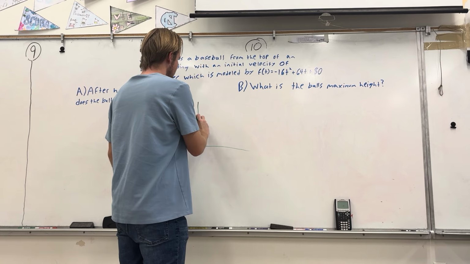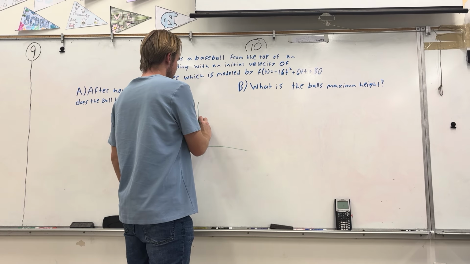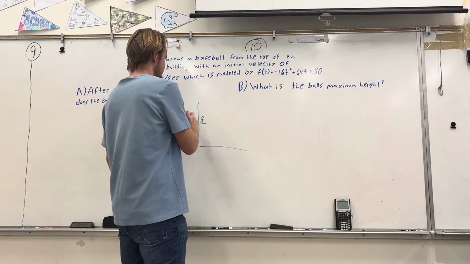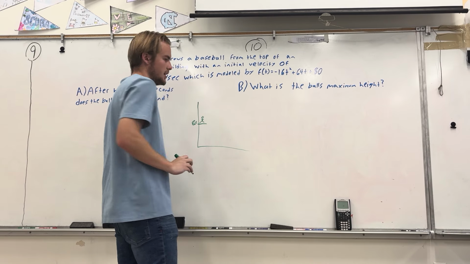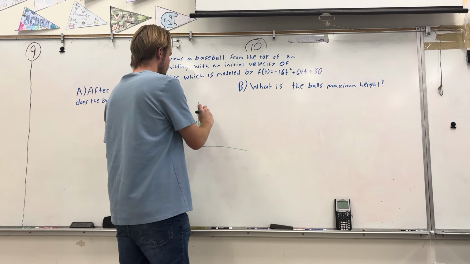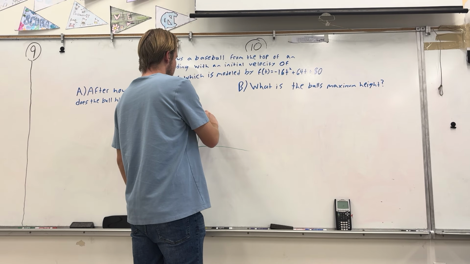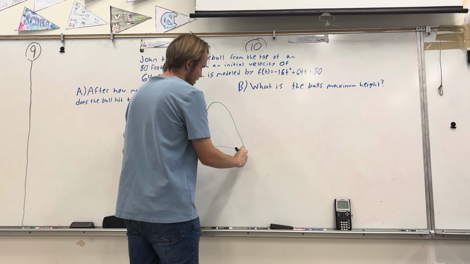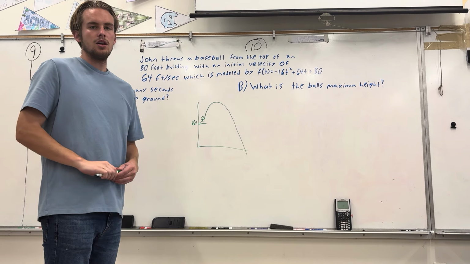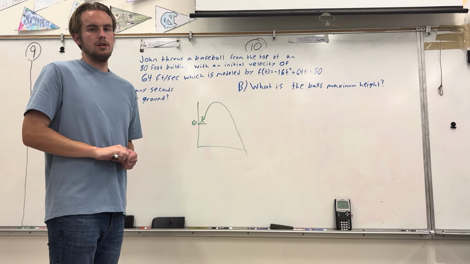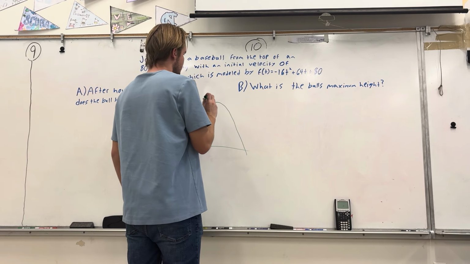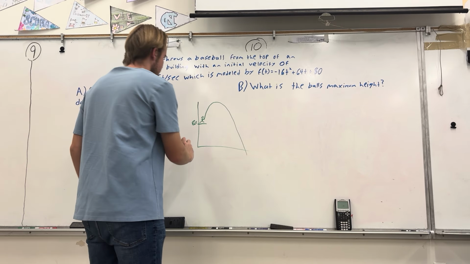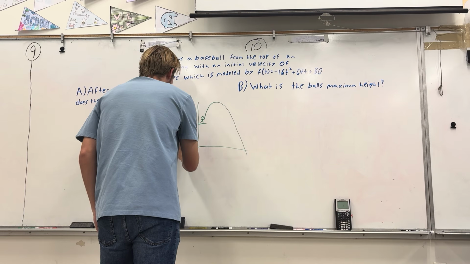He's up here, let's say, at the top of this building. That's him up here, a little stick figure. And that's 80 feet high. He's throwing the ball from 80 feet high. He throws that ball up into the air, and then down, and it hits the ground. So what points are we looking for? We're looking for, after how many seconds does the ball hit the ground? The ground is right here.